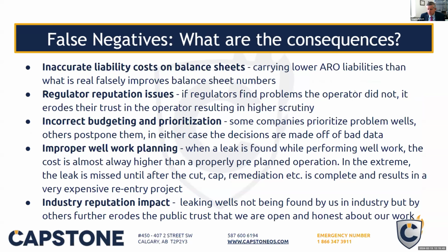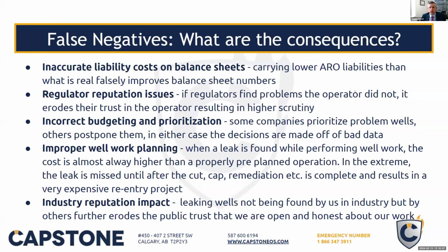What are the consequences? The exact same main bullets as I had for the false positives. You end up with inaccurate liability costs in your balance sheet. You may have problems that you're not actually tracking. Regulator reputation issues. This is an ongoing issue when the regulator finds problems that the operator didn't. And when that happens, it starts to erode their trust and you get subjected to higher scrutiny.